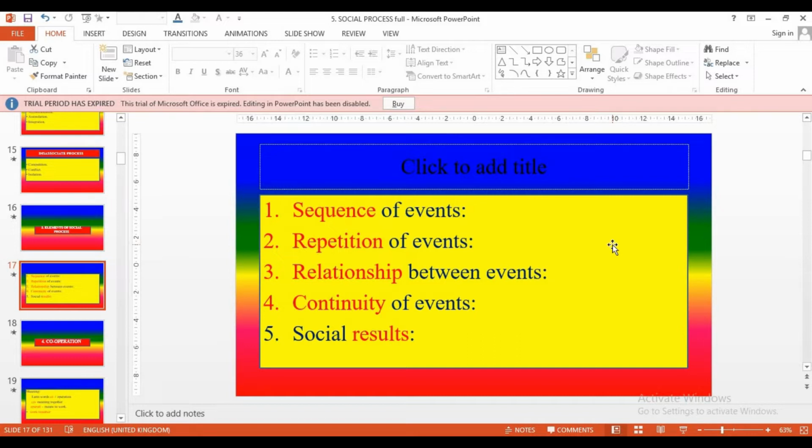Fifth one, social results. Every event or social process ends with a result. For example, cooperation ends with peace and harmony. Conflict ends with destruction and breakdown of relationships.